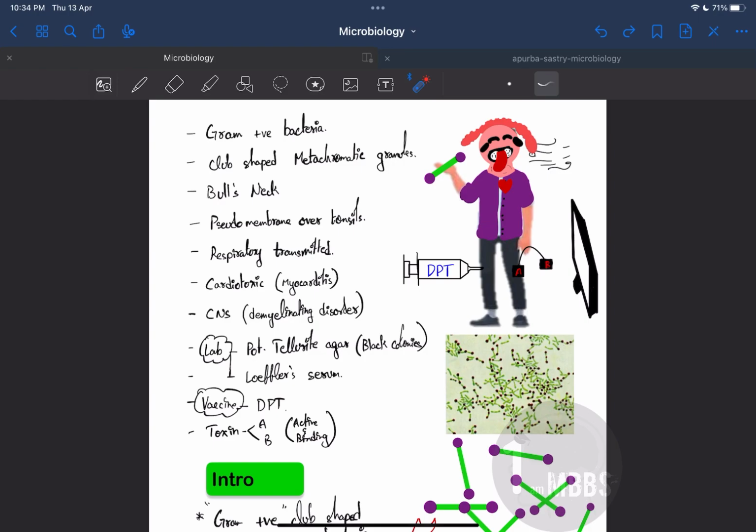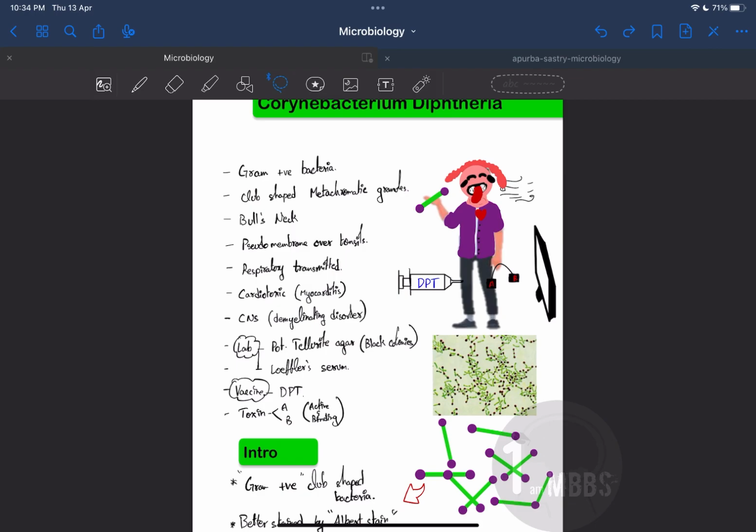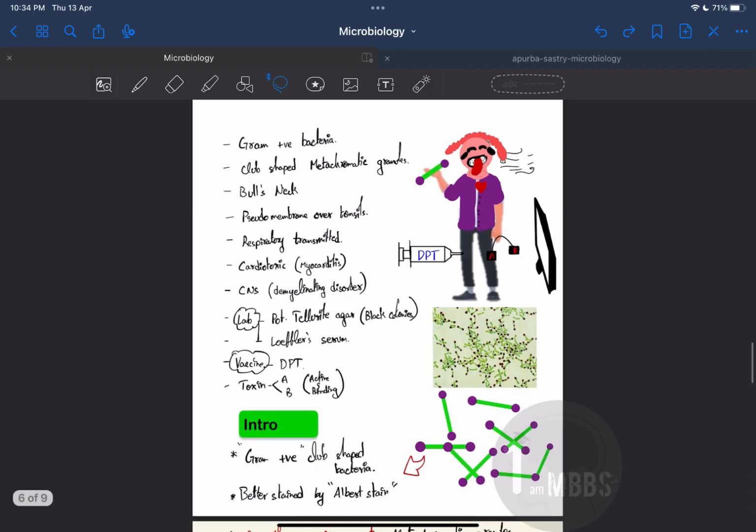Yeah, sorry, I forgot the DPT vaccine. Here you can see a syringe injecting into him, representing DPT. DPT is nothing but diphtheria, pertussis and tetanus toxoid vaccine, which comes under the pentavalent vaccine, which you will get to know soon. Remembering my guy over here is enough to ace any question given about Corynebacterium diphtheriae. Just remember my guy over here who is enjoying the last minutes of his life.